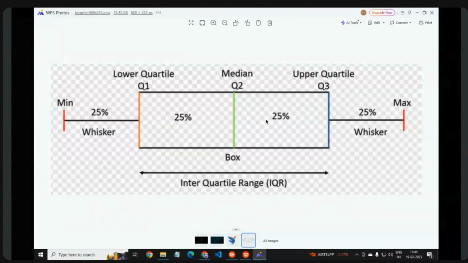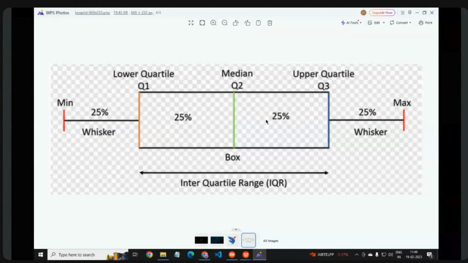For calculating the IQR, the first step is to sort the data in ascending order, then find Q1, the median of the first half of the data. Then we find Q3, the third quartile. Then we find the IQR. How to find IQR? IQR equals Q3 minus Q1.